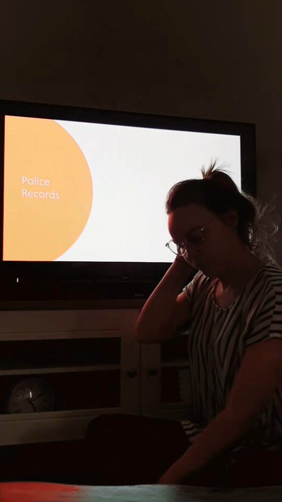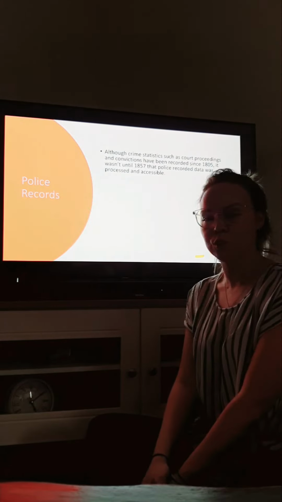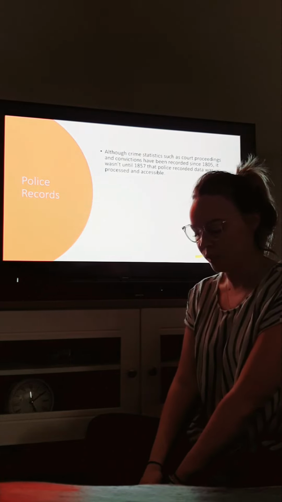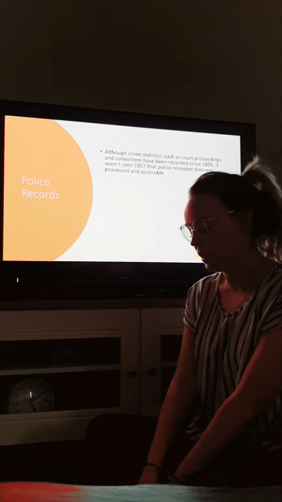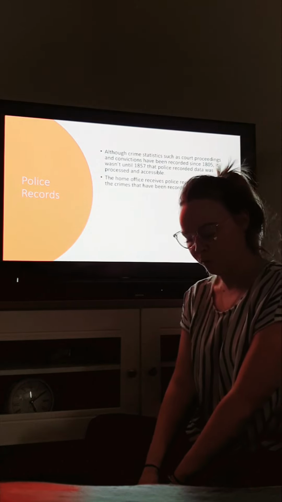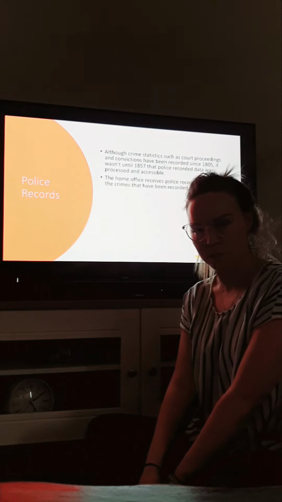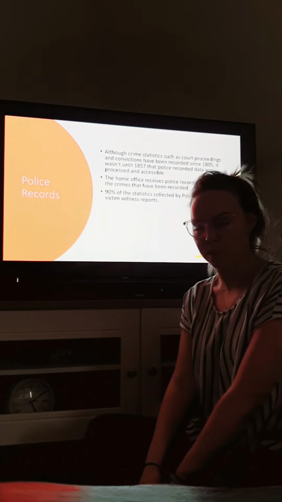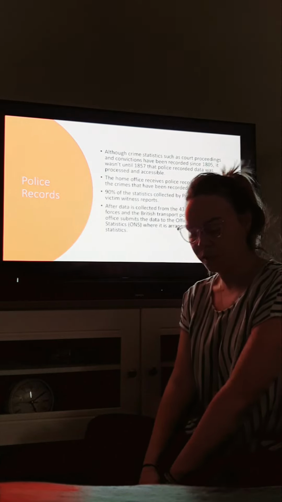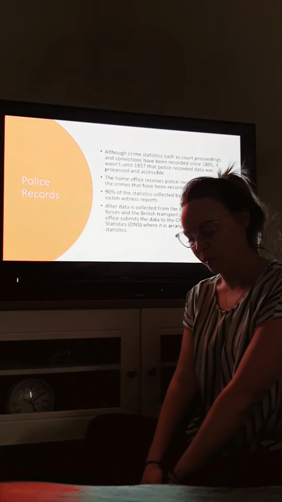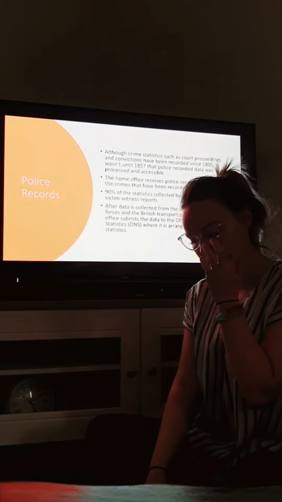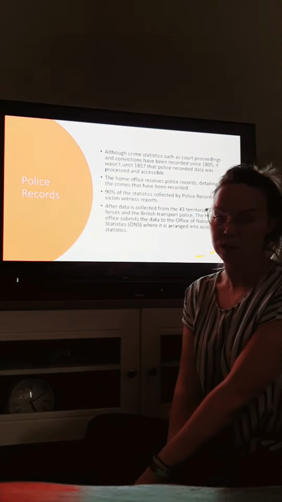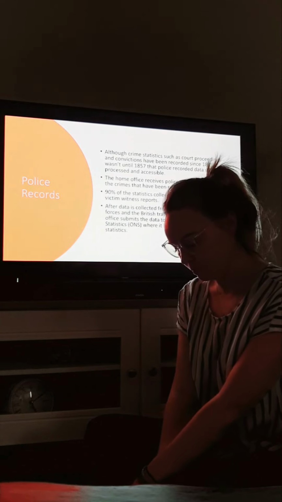So police records. Although crime statistics such as court proceedings and convictions have been recorded since 1805, it wasn't until 1857 that police recorded data was processed and accessible. The Home Office receives police records detailing the crimes that have been recorded. 90% of the statistics collected by police records are victim witness reports. After data is collected from the 43 territorial police forces and the British Transport Police, the Home Office submits the data to the Office of National Statistics, where it is arranged into accessible statistics.